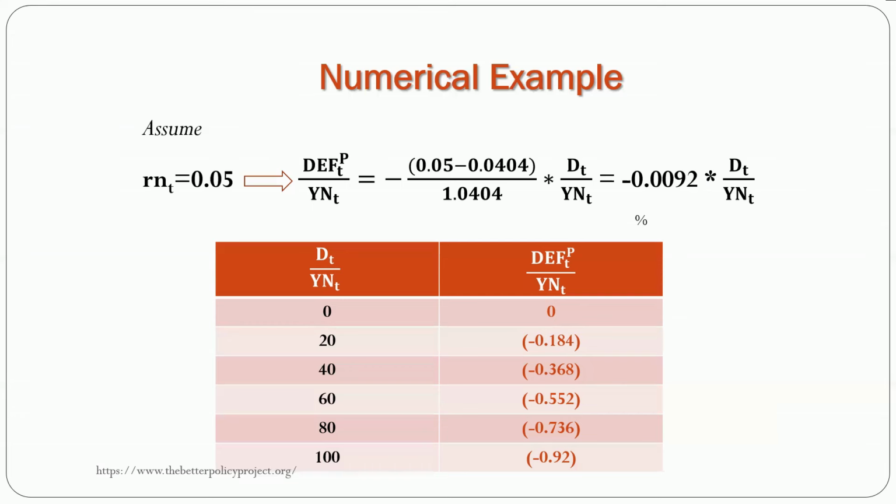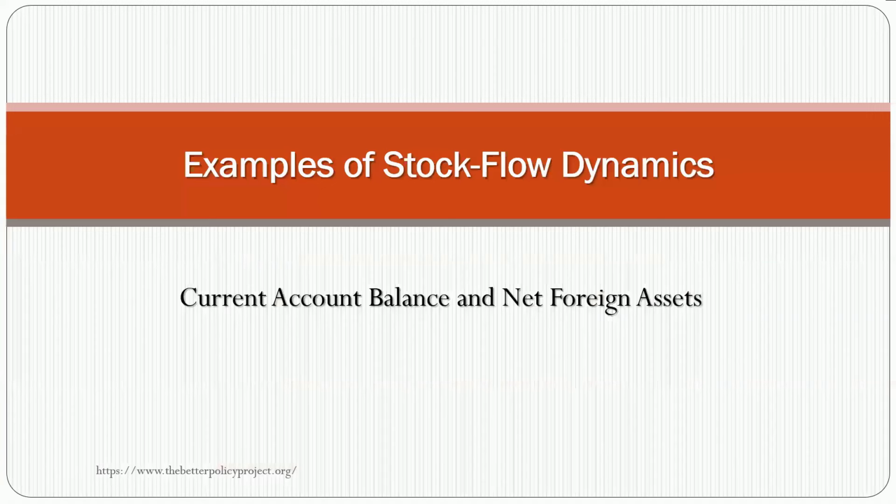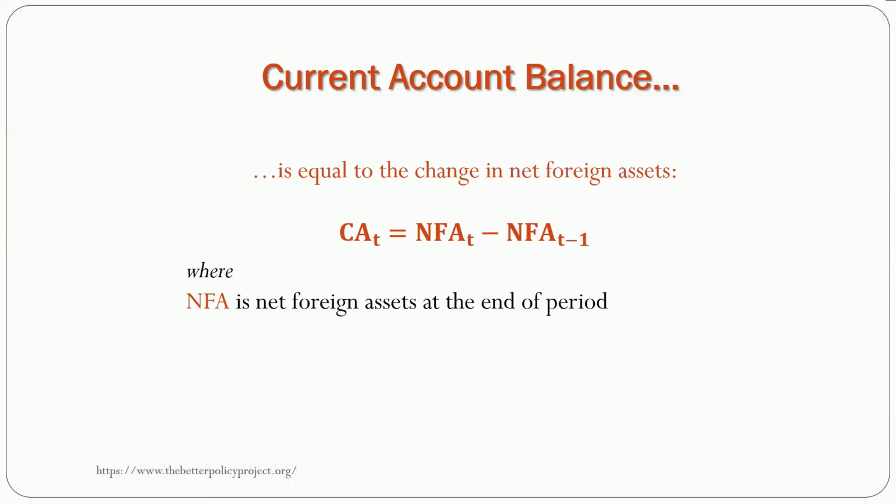Now I suggest we discuss some examples of stock flow dynamics, the parts that are related to the current account balance and also net foreign assets. Let's see what we have here. The same mathematical principles governing fiscal deficit apply to current accounts as well. A country's current account balance equals the change in its net foreign asset position. For clarity, a positive current account balance represents a surplus, and a negative current account balance represents a deficit.